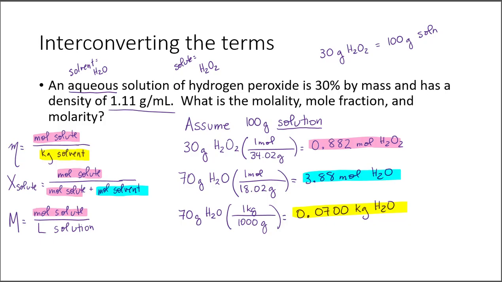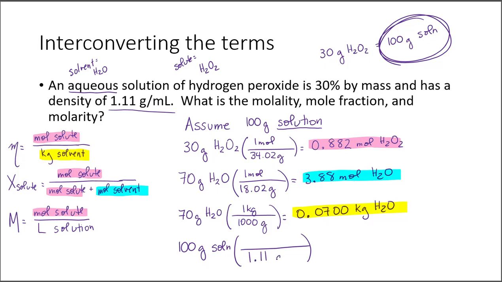Last but not least, we need to figure out the liters of the solution. Well, what do we know about the solution? We know that we have 100 grams of it. And we know from the density that there's 1.11 grams of the solution in every 1 milliliter of the solution. And there's 1,000 milliliters in every 1 liter. 100 divided by 1.11 divided by 1,000.